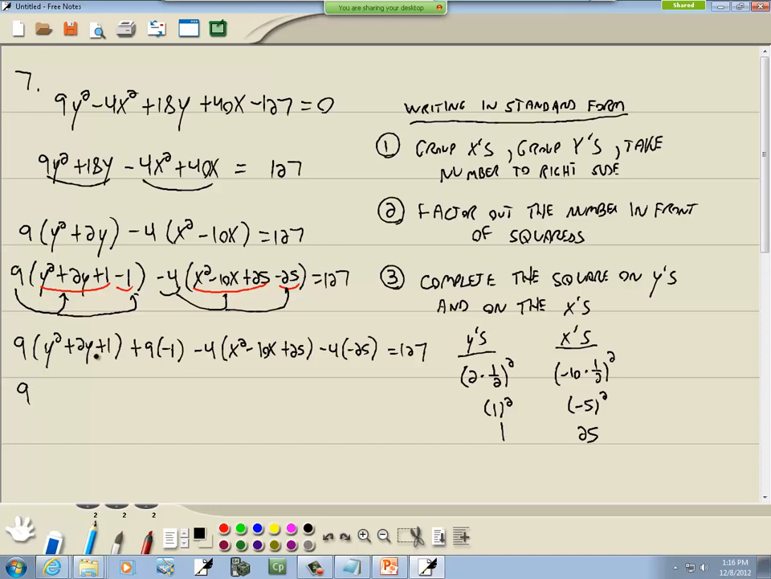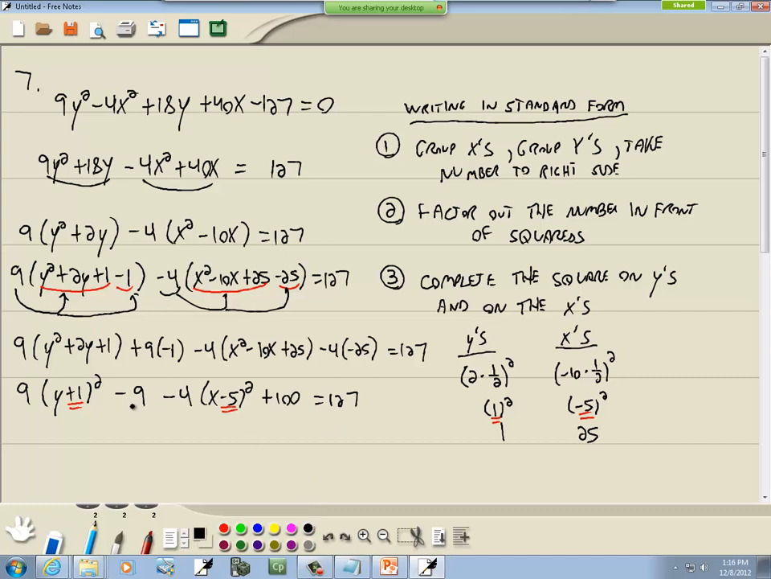Now this y squared plus 2y plus 1 factors as y plus 1 squared. Where that comes from is that whatever number is in this parentheses right before you square it, sign included, is what goes right here. 9 times negative 1 is negative 9. X squared minus 10x plus 25 factors as x minus 5 squared. Again, whatever number is in the parentheses right before you square it is always what goes right here, sign included. Negative 4 times negative 25 is 100. Equals 127.